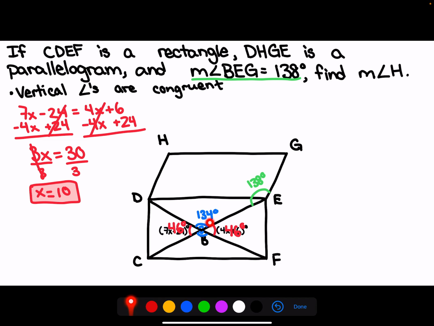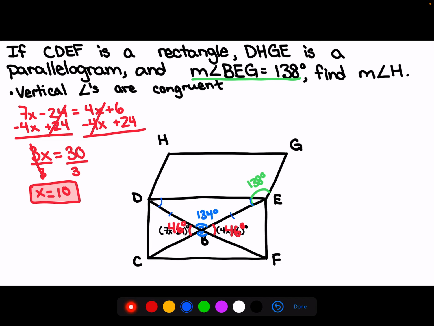I know this top angle is 134 because we have a linear pair, a pair of angles that are supplementary. And so these two angles will add to be 180 degrees. From here, we also know angle BEG is 138 degrees from what we learned earlier. And because this is a rectangle, this is actually an isosceles triangle here. So we have an isosceles triangle, which means that base angles are congruent.